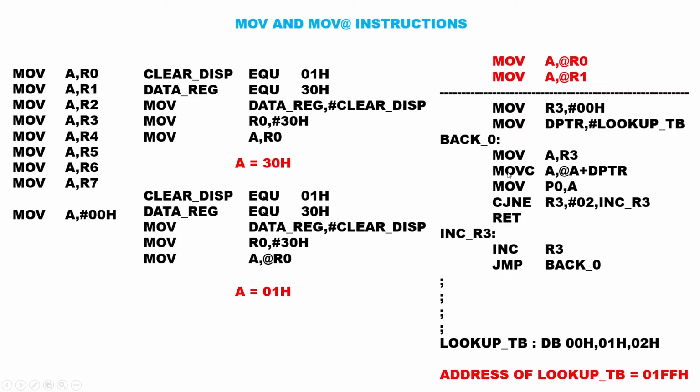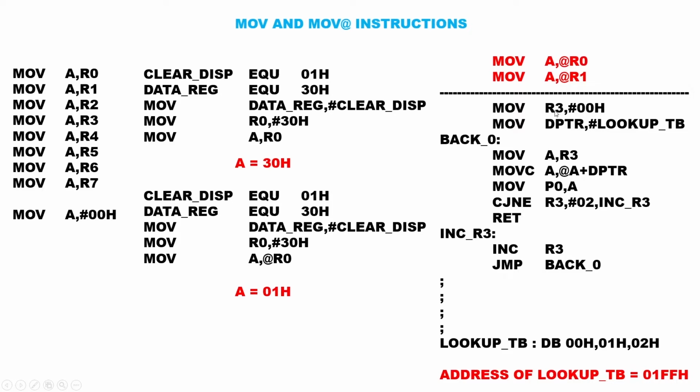But we can find another instruction from the opcode chart of the MCS 51 family, that is MOVC. In this case we can write MOVC A,@A+DPTR. DPTR is the data pointer. Say for example we have developed a lookup table, that is lookup table: DB, and here we have defined 3 bytes, that is 00h, 01h, 02h. Now the instruction MOVC A,@A+DPTR will move the value from this lookup table to the accumulator, and here we can check how to perform this operation.